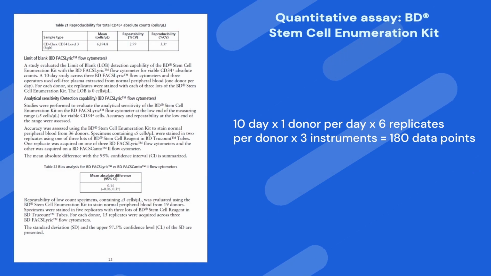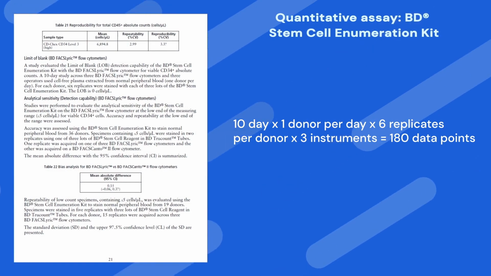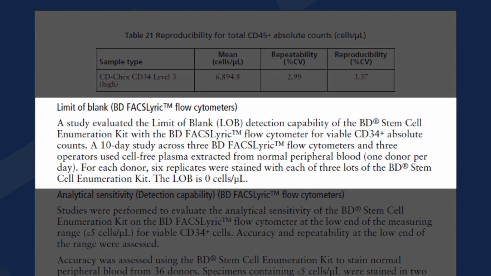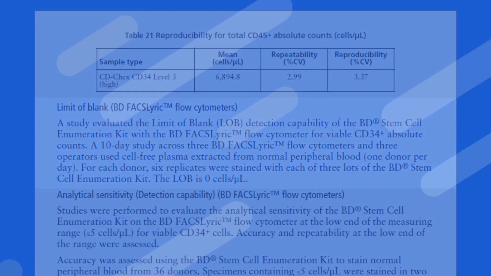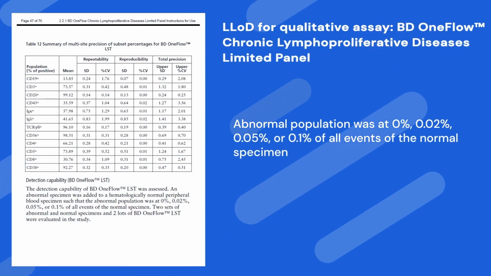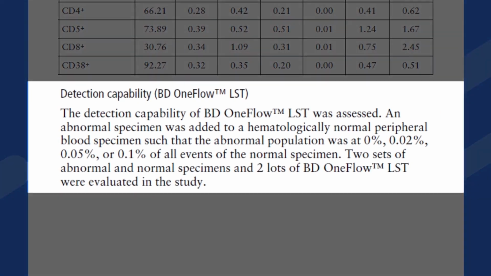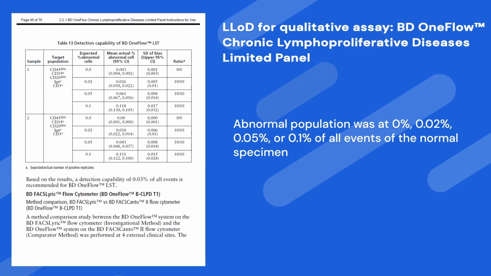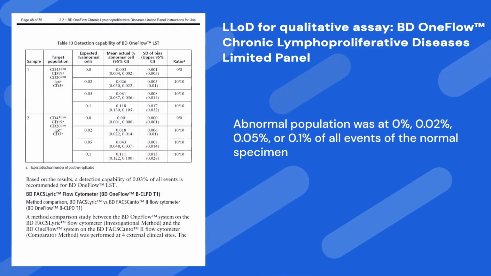For the quantitative BD stem cell enumeration kit, a 10-day LOB study was performed across 3 BD FACSLyric flow cytometers using cell-free plasma extracted from normal peripheral blood, stained in 6 replicates. For the qualitative BD OneFlow CLPD limited panel, an abnormal specimen was added to a hematologically normal peripheral blood specimen. Various target populations were assessed at these concentrations for LLOD determination.